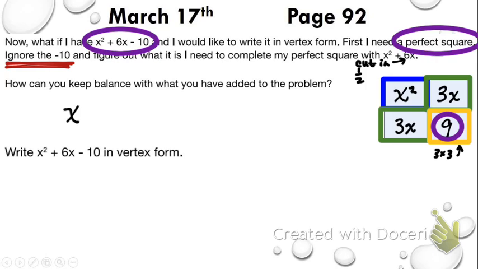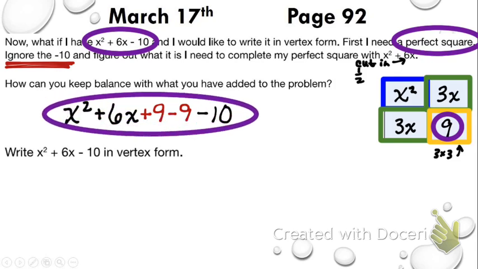Okay, so I have x squared plus 6x. You said I'm going to add what? 9. And then subtract 9. Remember how I was ignoring that minus 10? I need to have it down here, though. Do you guys agree that this right here has the exact same value as what I started with? Minus 9 plus 9, those would cancel each other out, and I get right back to where I was, right?